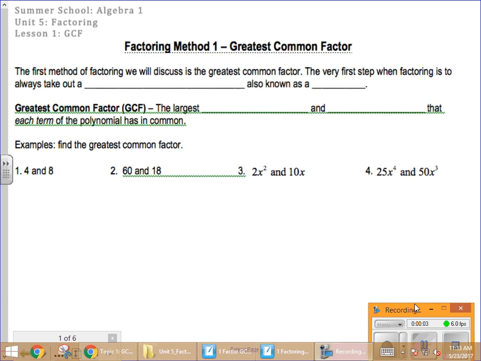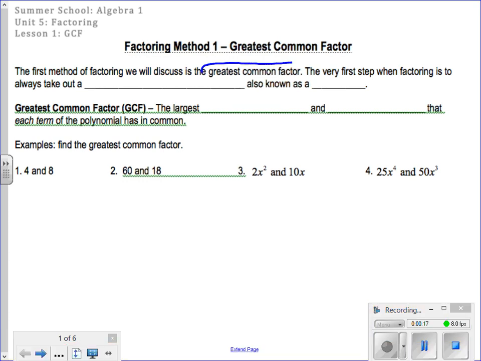This is the Algebra 1 Summer School, Unit 5, Lesson 1, Factoring by a GCF lesson video. All right, so this is our factoring unit. We're going to learn a few different factoring methods. The first method of factoring we will discuss is called the greatest common factor.